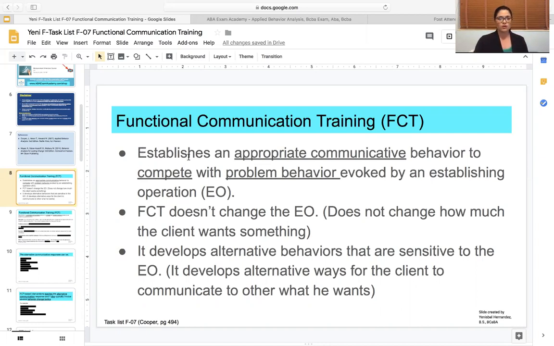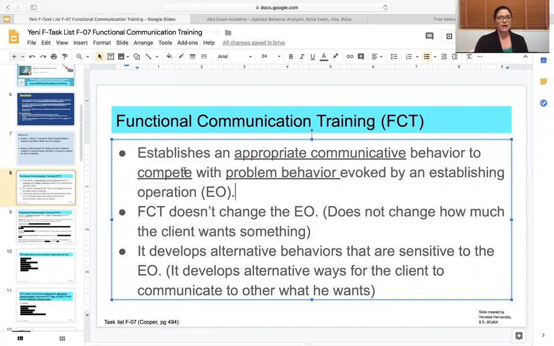So here I wrote specifically what Cooper said, and then I put it somehow in my words. Functional communication training establishes an appropriate communicative behavior, which you mentioned, to compete with the problem behavior evoked by an establishing operation. You mentioned communication, and you also mentioned EO, and this is how it all relates. We have to keep in mind that functional communication training doesn't change the EO. What that means is that it does not change how much the client wants something. We're not really manipulating that. We're teaching an alternative behavior that is sensitive to the EO. In other words, it develops alternative ways for the client to communicate to others what he wants.